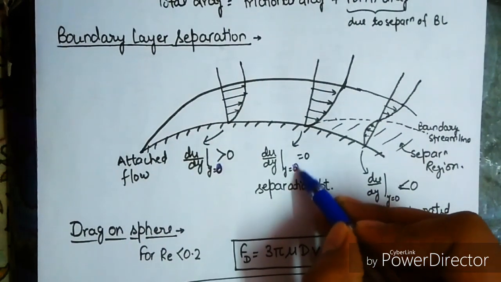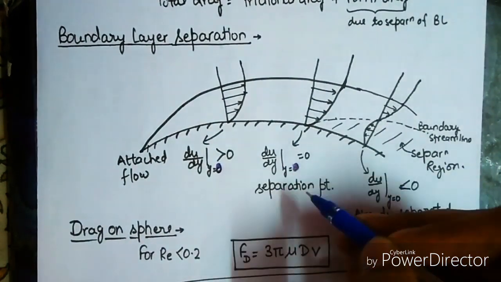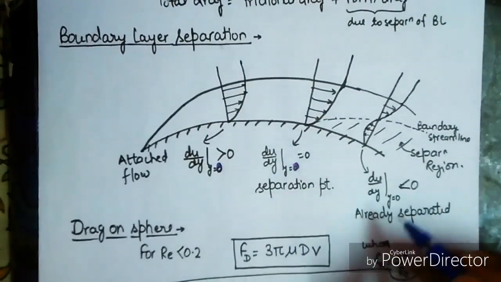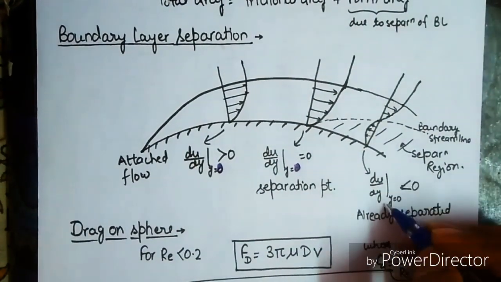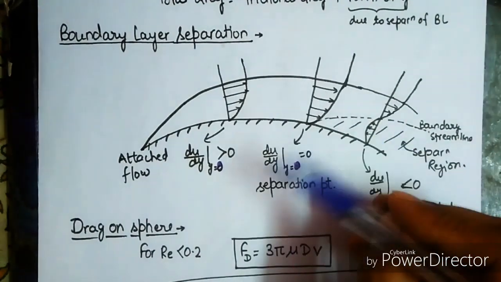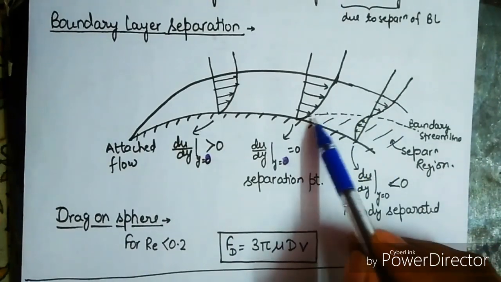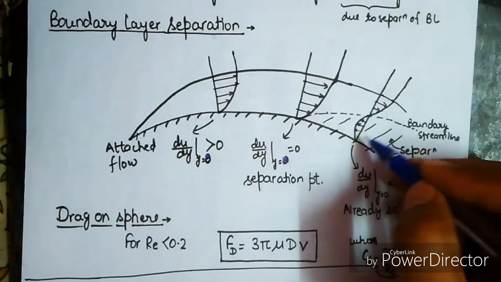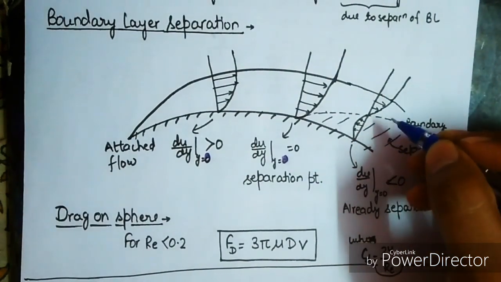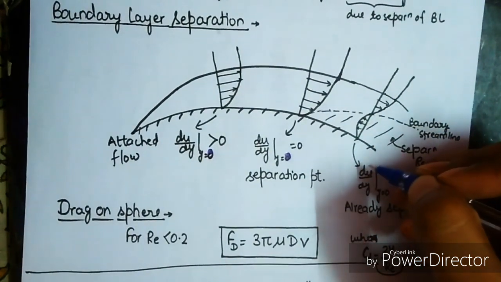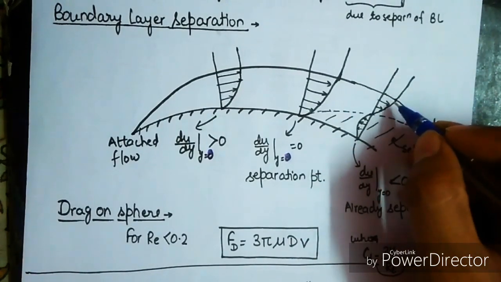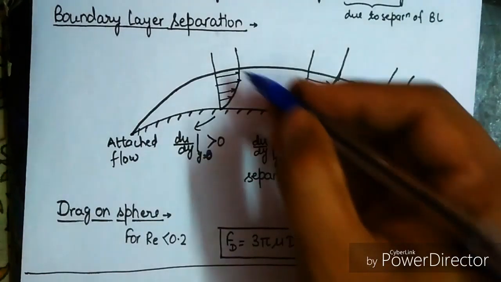Du upon dy at y equals 0 is zero at the verge of separation, and when the flow is already separated, du upon dy at y equals 0 is less than 0. This is the separated boundary layer, and up to this point is the separation region. We have a negative value of the rate of change of velocity with respect to y, and after this boundary layer we have the same case as here.